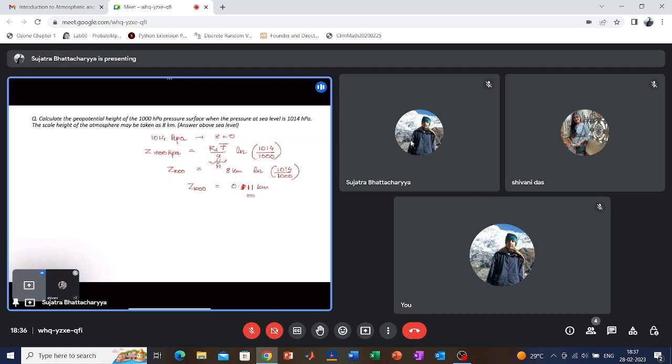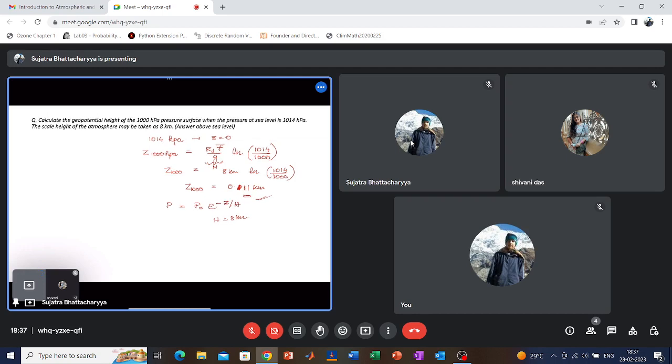Or what you can do is the same thing, just in the other way. P is equal to P naught e to the power minus Z by H. The same equation comes from this particular equation. So you just put the values of H as 8 kilometers and P by P naught is known. So ultimately this is coming 0.111 kilometers. Fine. Okay.